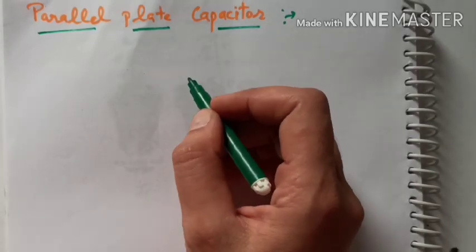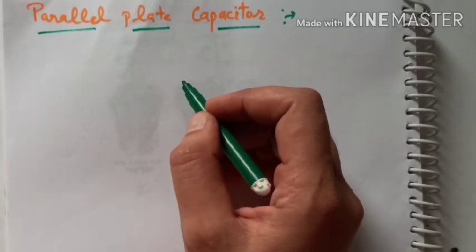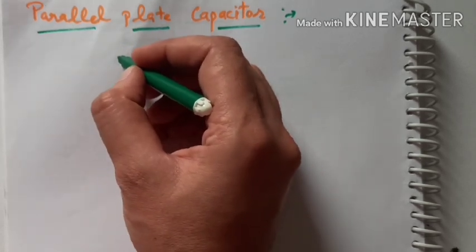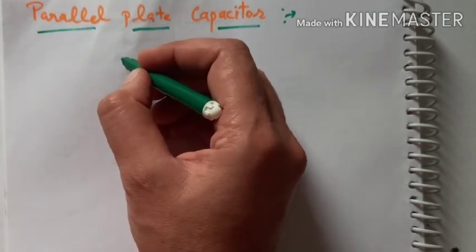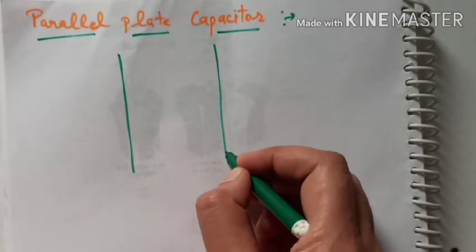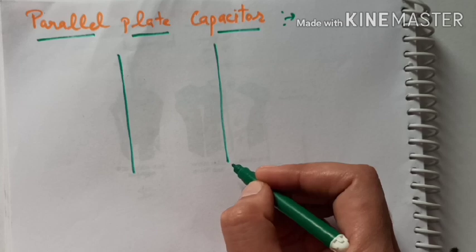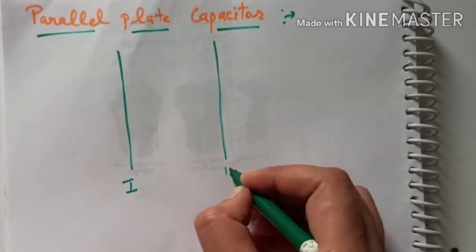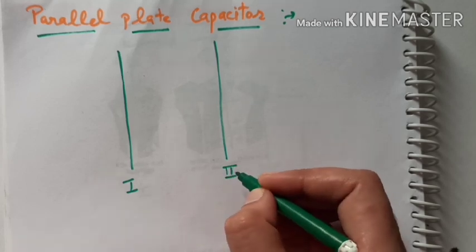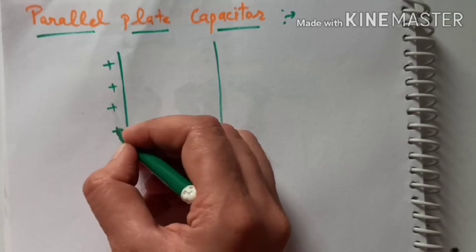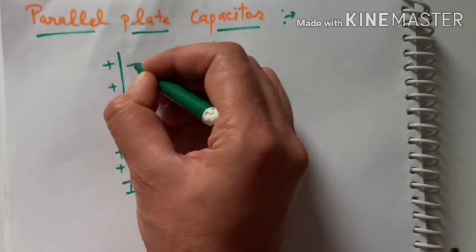Parallel plate capacitor. A parallel plate capacitor consists of two large plane conducting metallic sheets or plates. So these are two parallel conducting metallic plates: plate number 1, plate number 2. Let positive Q charge be given to plate 1.